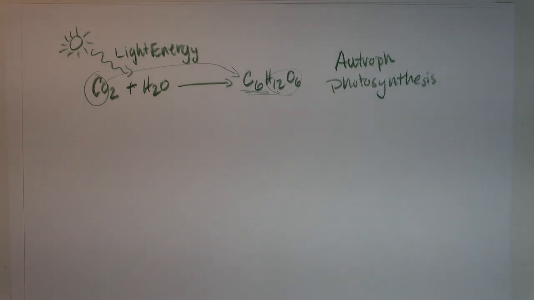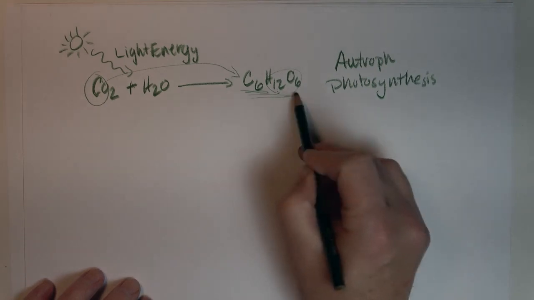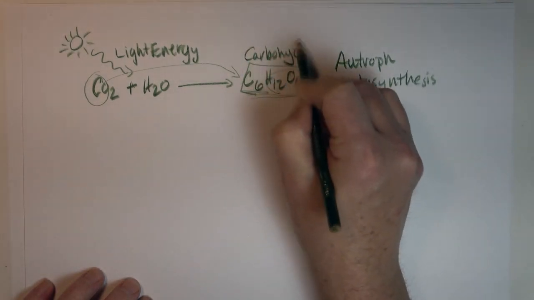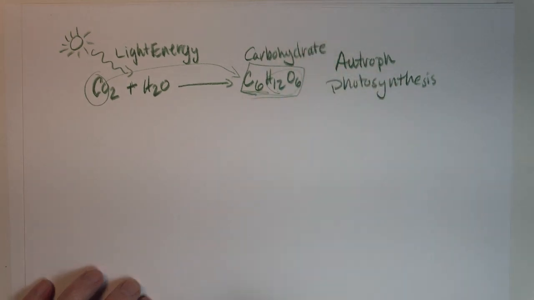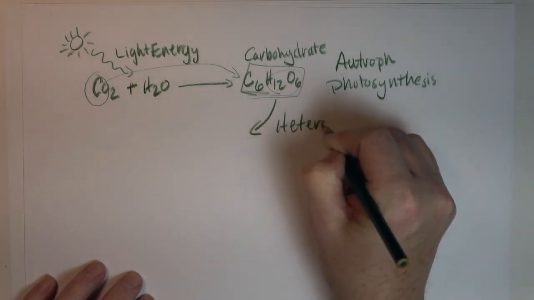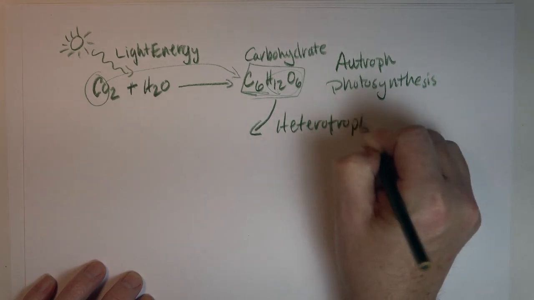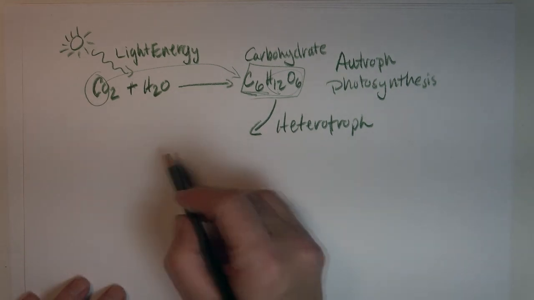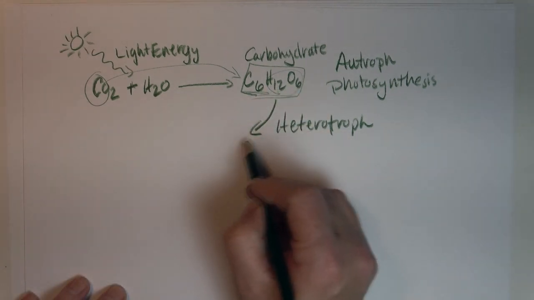So in this process, the heterotroph is going to eat this carbohydrate, and that's the movement of energy. The movement of energy in an ecosystem is through feeding. So it's going to eat the carbohydrate and basically turn the entire system back around. We're going in the other direction, and it's going to break this carbohydrate back down.